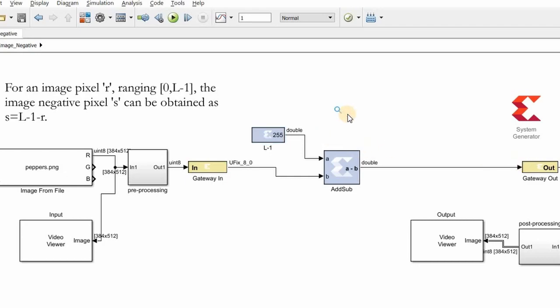Let's verify if our equation is satisfied or not. So this is R, so L minus 1 minus R, and this is the output. So okay, our equation is good. So we have implemented the equation well. So we shall run the model.